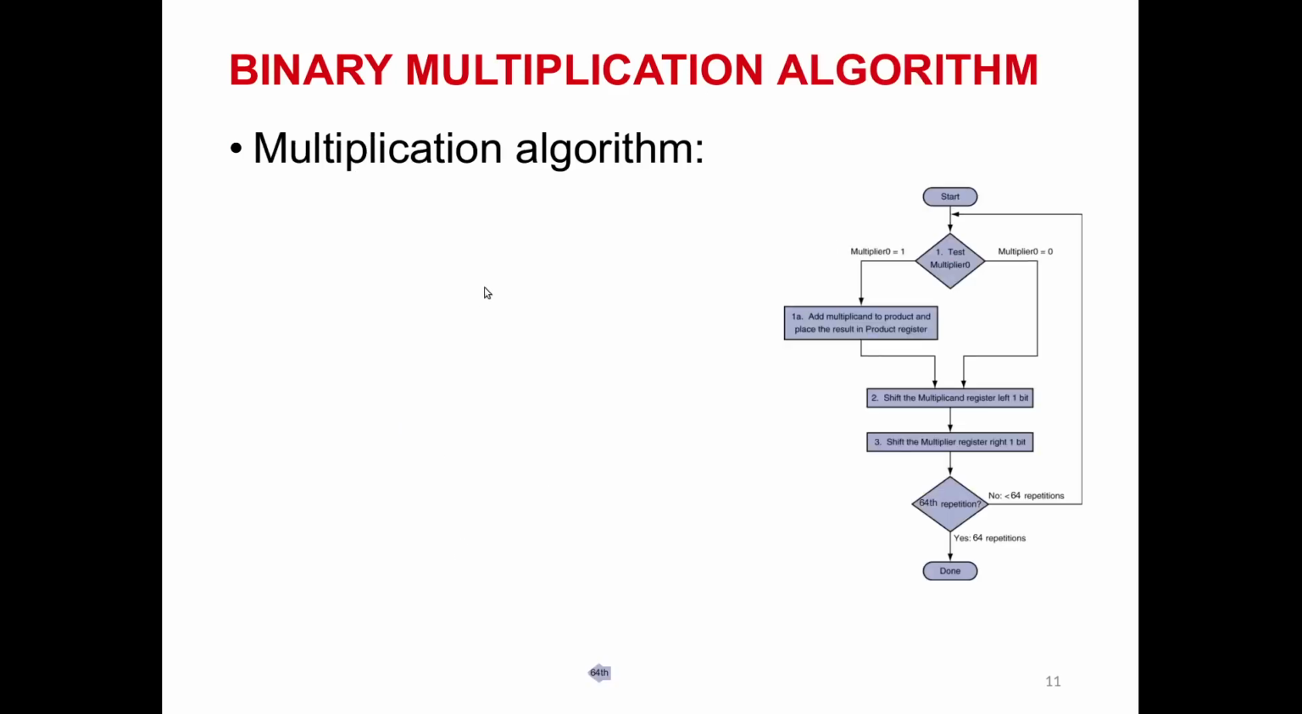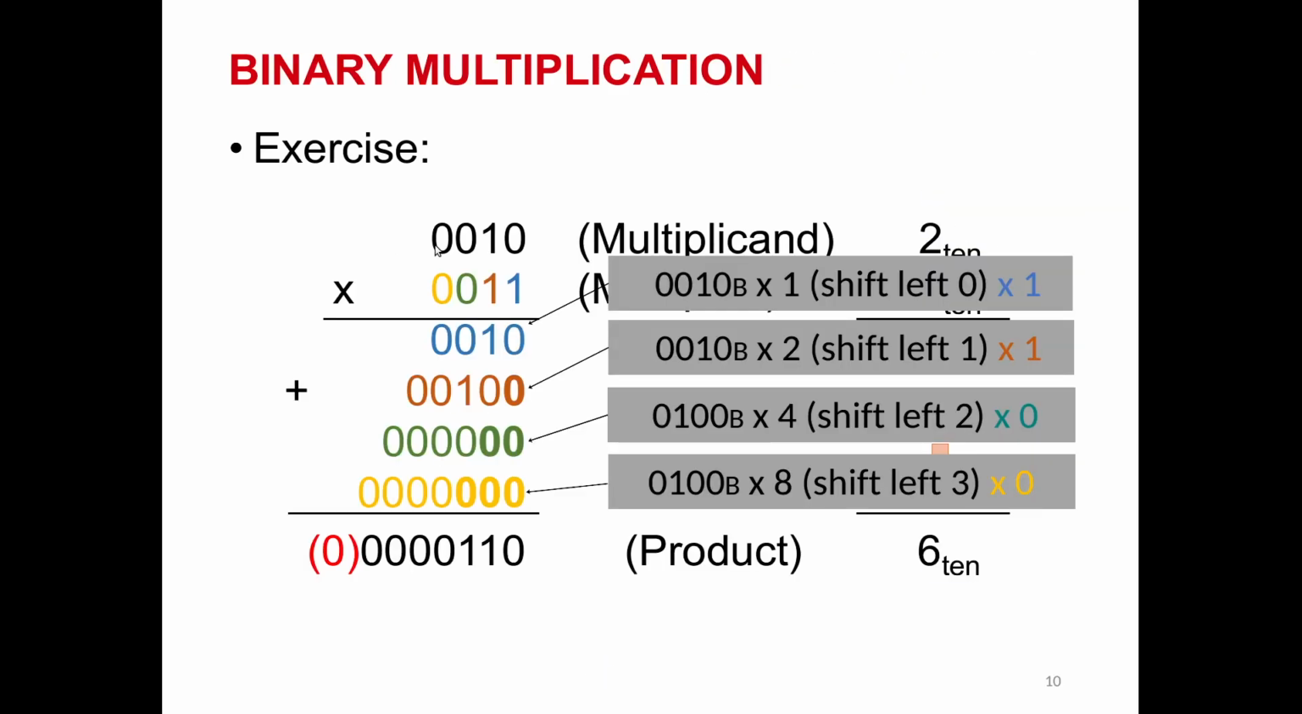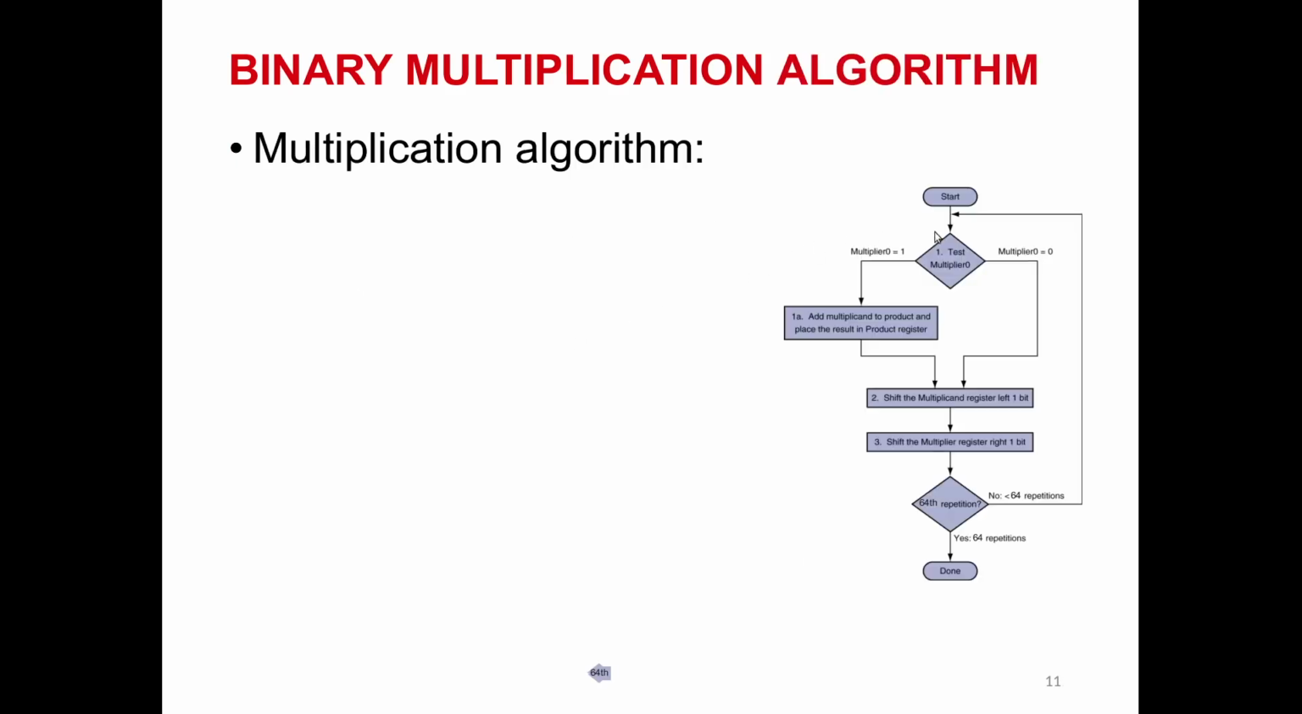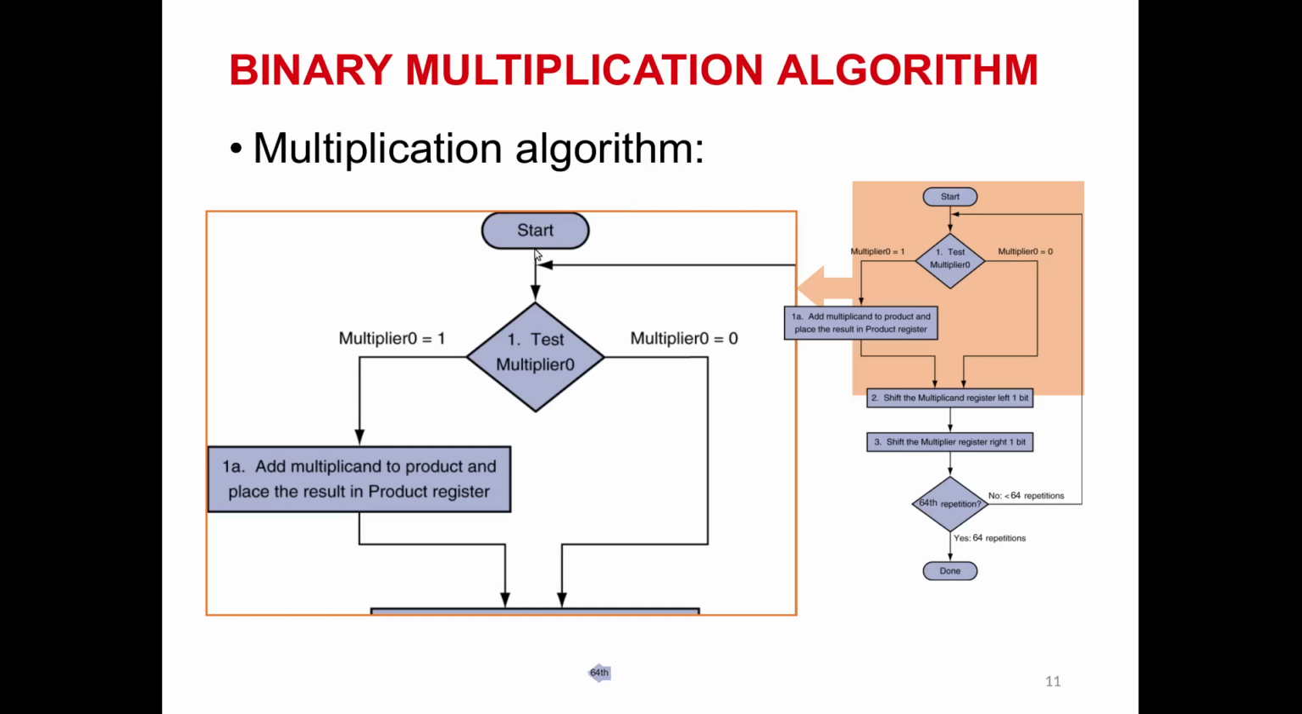So now with those understanding, we go to the algorithm. For the algorithm, you can see the algorithm shown here, but I will zoom it up so you can see it easier. We will start here, and at this time we will also initialize our product by 0, and then we will test the first bit 0 of multiplier, whether that value is 0 or 1.